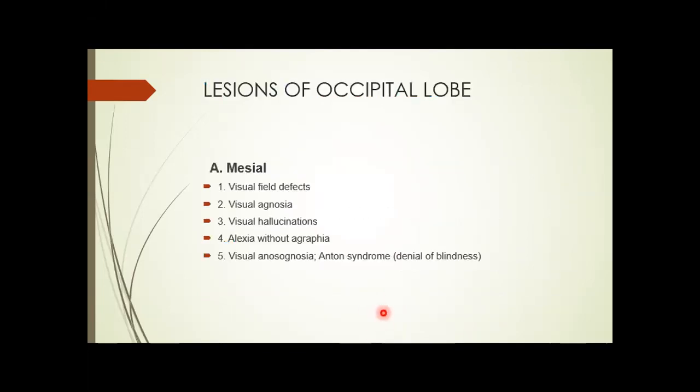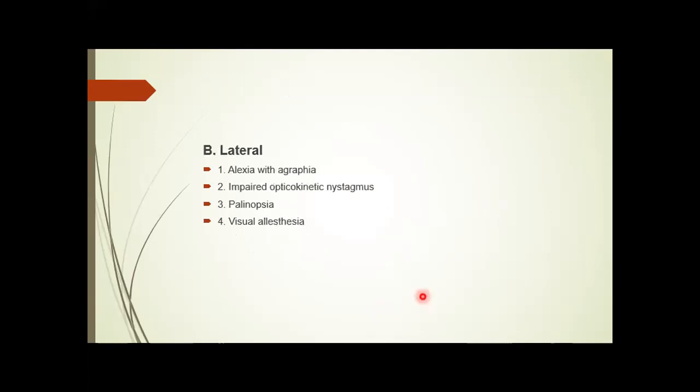Lesions of the occipital lobe can be divided into mesial and lateral. A mesial lesion of the occipital lobe can cause visual field defects, visual agnosia, visual hallucinations, alexia without agraphia, visual anosognosia, or Anton syndrome, that is denial of blindness. If there is a lateral lesion of the occipital lobe, it can cause alexia with agraphia, impaired optokinetic nystagmus, palinopsia, and visual allesthesia.